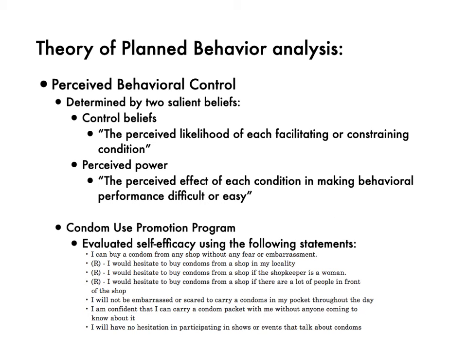As previously stated, perceived behavioral control refers to a person's perception about whether he or she has and can exercise control over performing the behavior. It asks, do you believe performing the behavior is up to you or not up to you? It is determined by 2 salient beliefs: control beliefs and perceived power. Control beliefs are the perceived likelihood of each facilitating or constraining condition. In other words, the perceived presence of factors that may facilitate or hinder performance of the behavior.